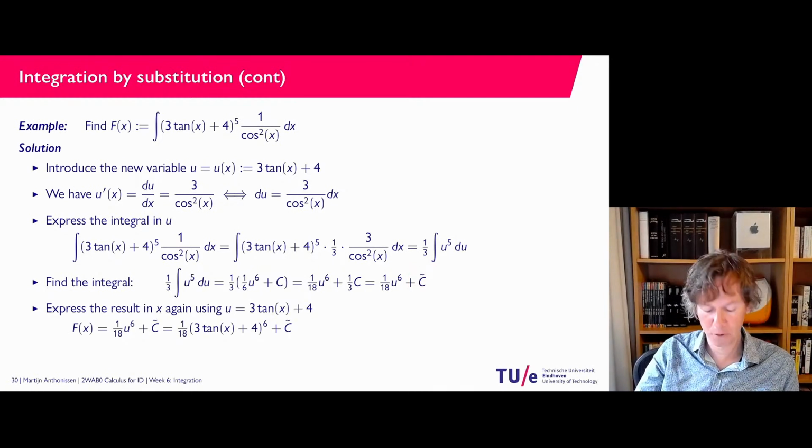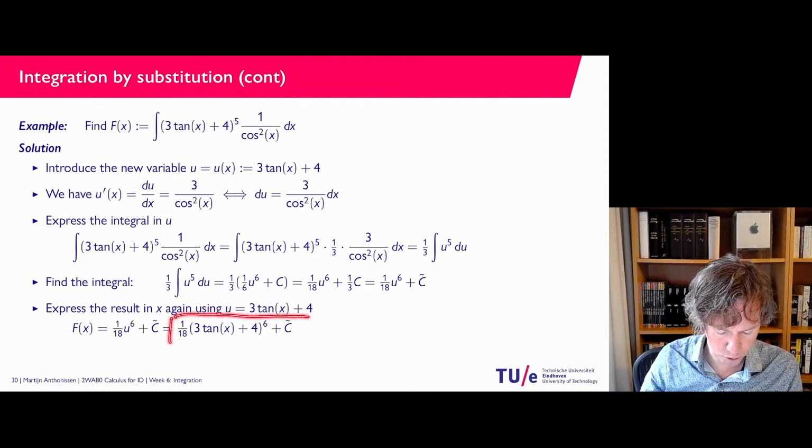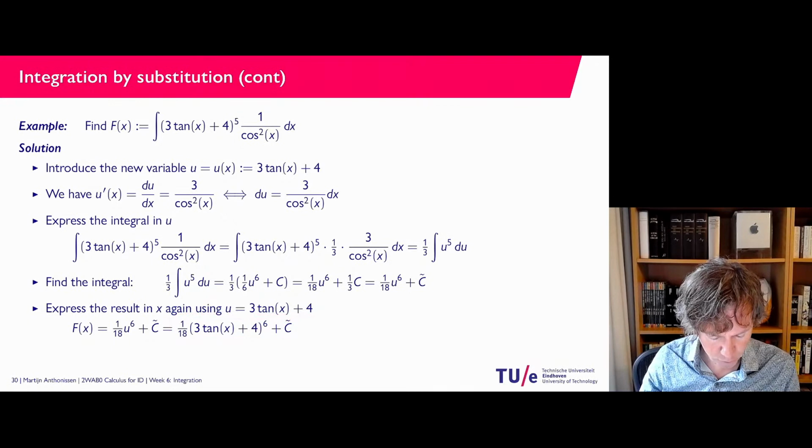And then we're done, right? So now the results: we substitute u, the definition, back. And apparently the answer to the original question was 1 over 18, and then in between brackets 3 tangent x plus 4 to the power 6, plus a constant. So that's how to do integration by substitution.